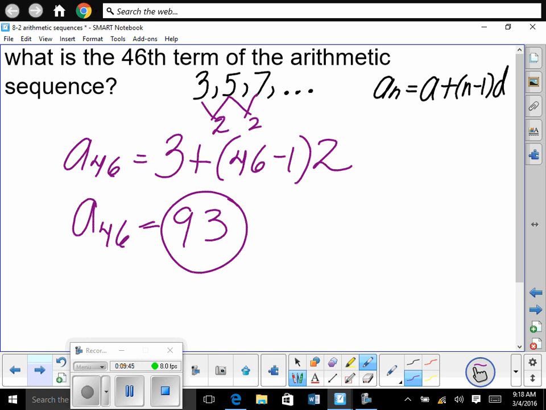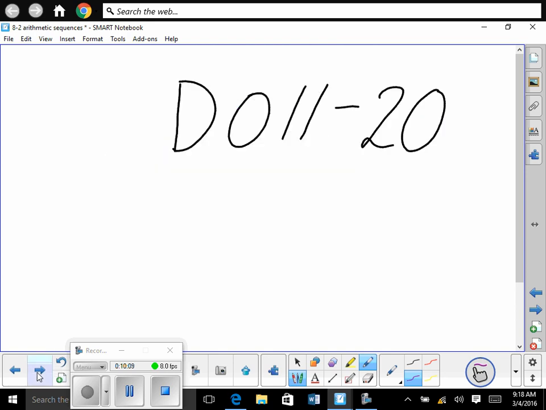What's the 3? 3 plus 46. It's this formula, right? Yeah, I know, but wouldn't it be 46? Well, I just did this in my head and said that's 45 times 2, right? Same thing as 46 minus 1. So you do 3 plus, 3 stands for the first term. Okay. Good question. Any other questions? Okay. Awesome. Do 11 through 20 questions.